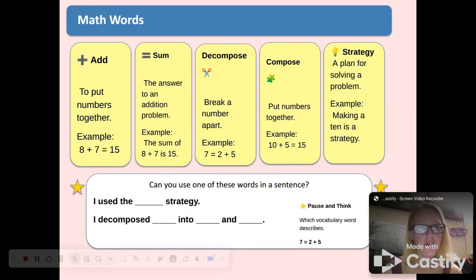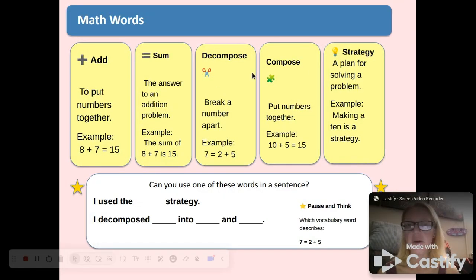Okay. Let's go ahead and talk about the math words that we talked about today. We talked about adding. That's to put numbers together. So that was the 8 plus 7 equals 15. The sum is the answer to an addition problem. So the sum of 8 plus 7 is 15.